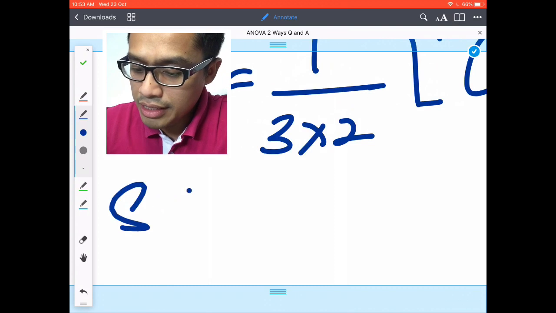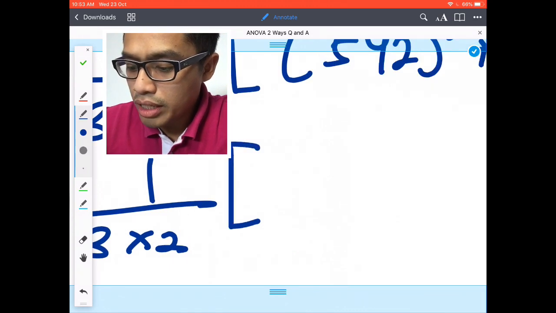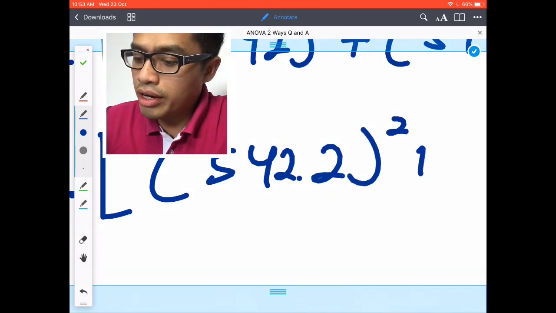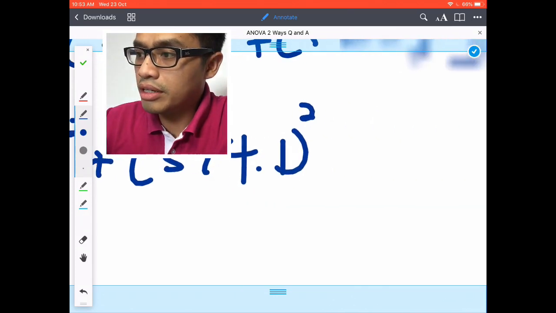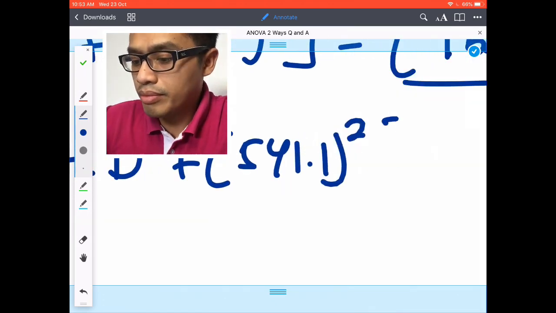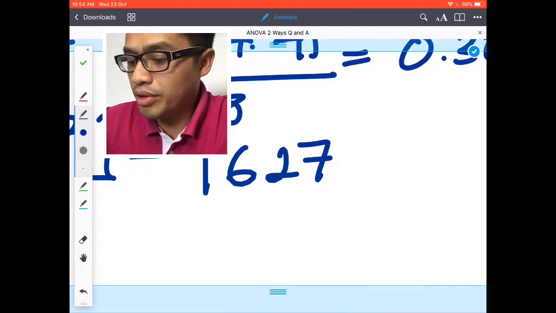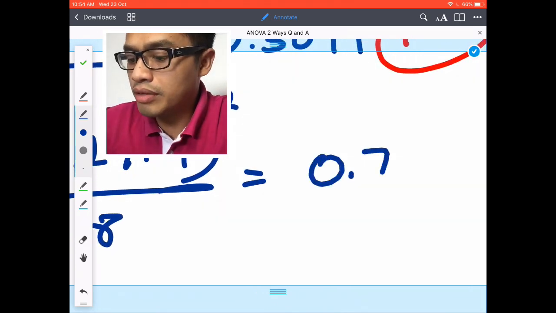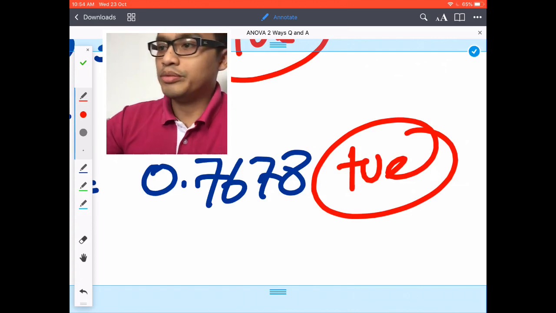Let's do SSB. SSB, 1 over 3 times 2. Now for B, you take the columns. 542.2 squared plus 544.1 squared plus 541.1 squared minus grand total, 1627.4 squared divided by sample number. You get 0.7678, which is also a positive value.